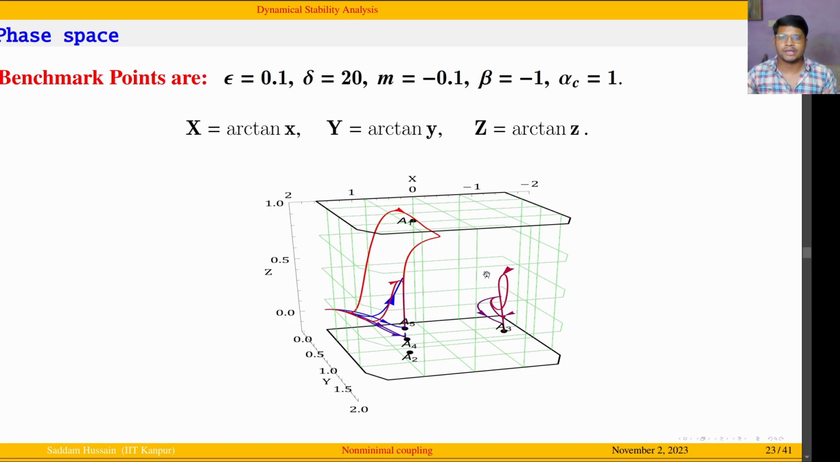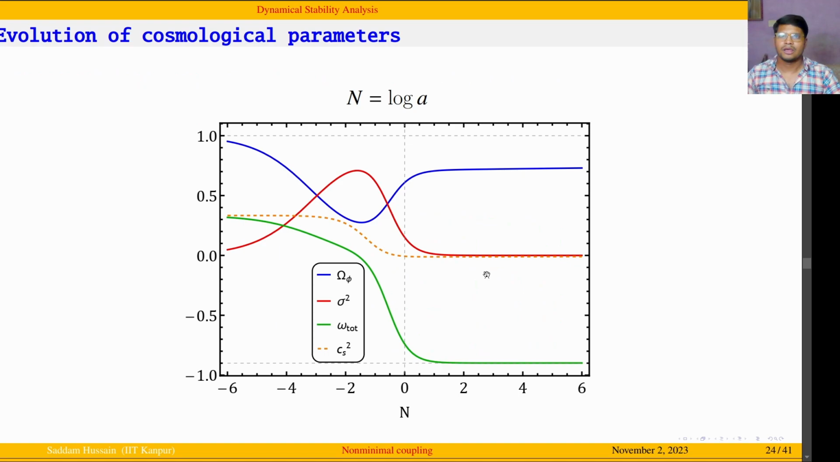So in this case we are getting an accelerating solution, and it will be very visible if you plot the evolution of these cosmological parameters. Let us say, for example, omega phi is giving us the fractional density of the field, and similarly we have sigma square, the fluid density. Omega total is the equation of state, and the sound speed.